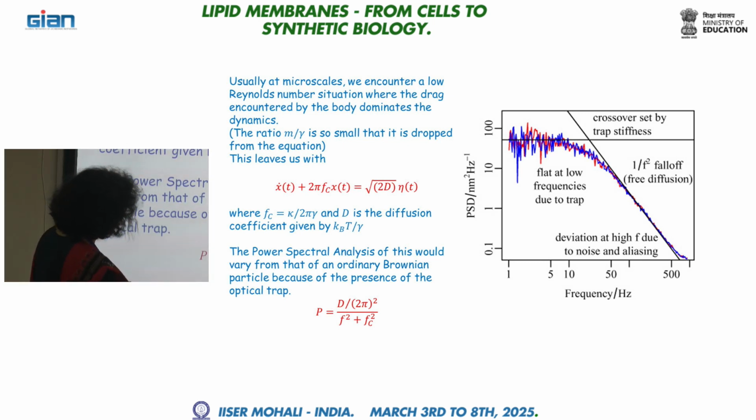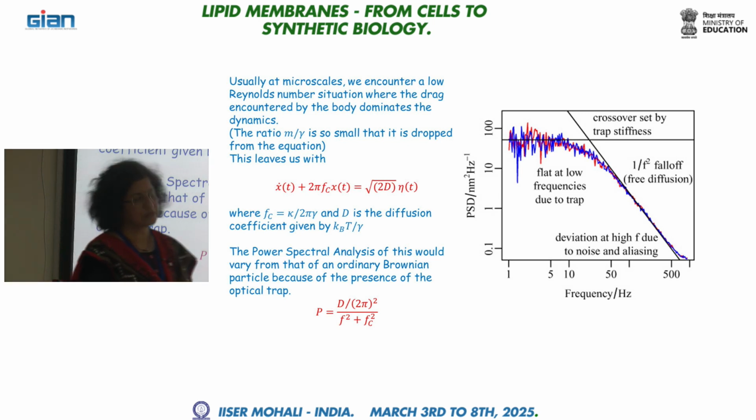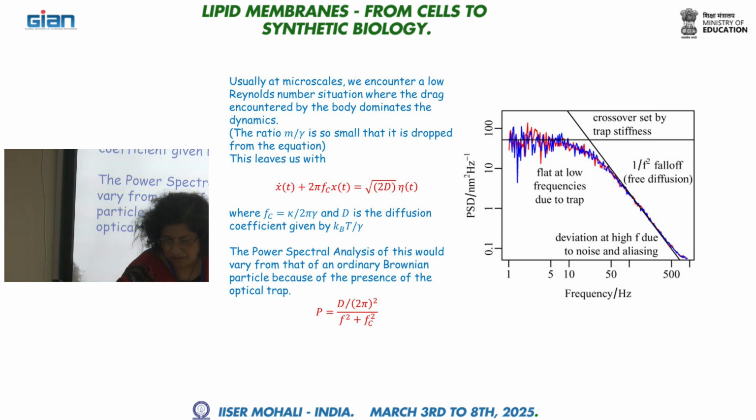So instead of a 1 by f square kind of a free fall off, you actually have a fall off which is like this, 1 by f square plus this corner frequency square, and this corner frequency for us is a measure of our trap strength. Okay, so now move.